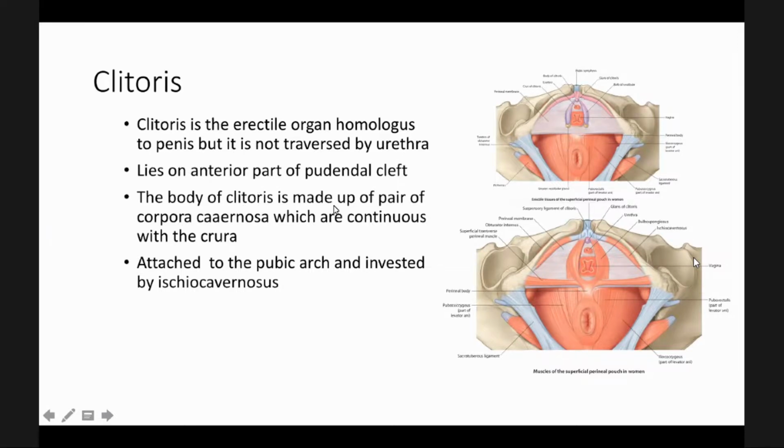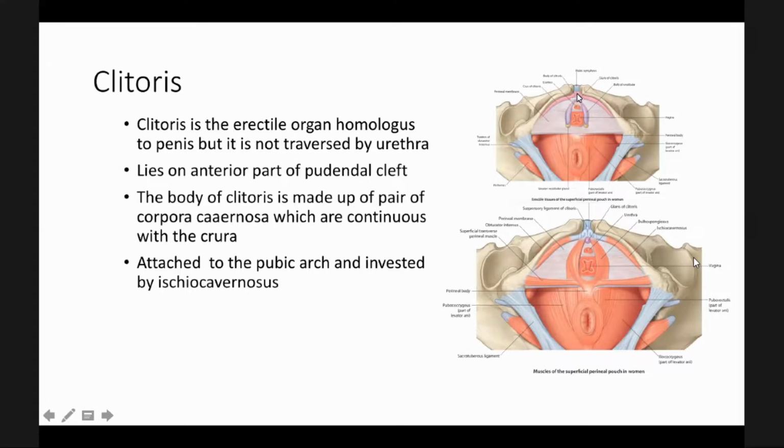The body of the clitoris is made up of a pair of corpora cavernosa. What is the penis made up of? Corpus spongiosum and corpora cavernosa. Whereas in the clitoris, the body has just the corpora cavernosa. So attached to this, see here, this opening, it is the clitoris.